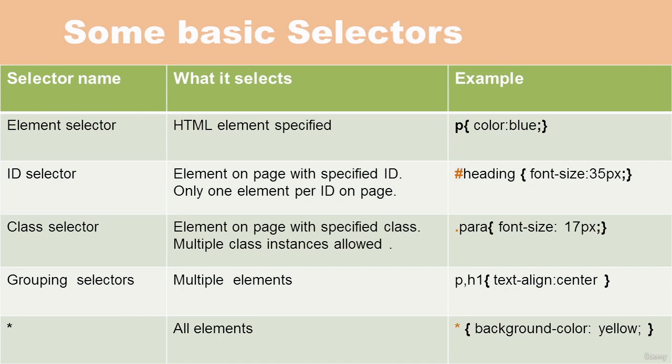Next, we've got a grouping selector. We've used the grouping selectors so far in this course, where we selected multiple elements and grouped them together to apply styling, just like I've done here. So that is known as a grouping selector. There's also another selector here, which is represented by the asterisk symbol. What that does is used to select all the elements. If you want to apply a certain style to all the elements on the page, then you can use the asterisk selector and that will apply the styling to all the elements in the page.